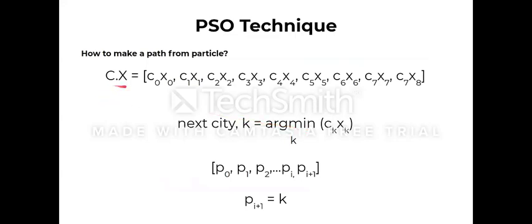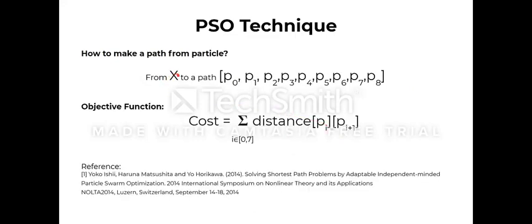Now we multiply the vector C with vector x and get this vector. We will choose the next city such that the quantity Ck into xk is minimized. So for whichever city this quantity is minimized, we will take that city as our next city in the path. Therefore, the Pi plus 1th city will be the kth city, which minimizes this quantity. Hence, we can iteratively increase our path till the length of the path is equal to the number of cities. Therefore, from a particle x, which denotes the priority order, we can make a path where each city is visited exactly once. And the objective function will be the consecutive distance between each city in this path.